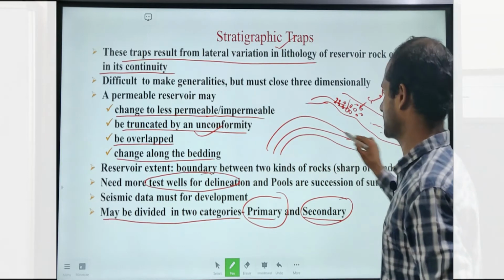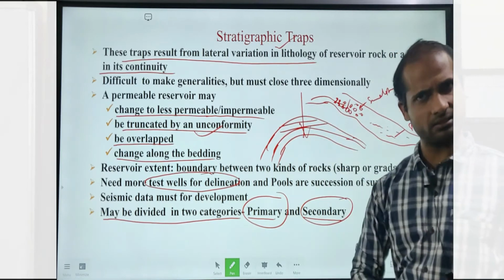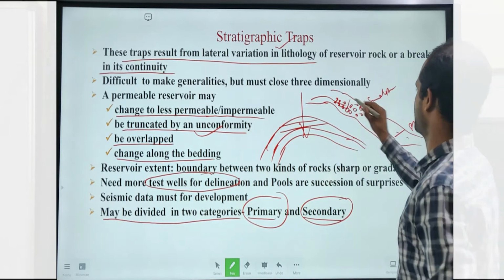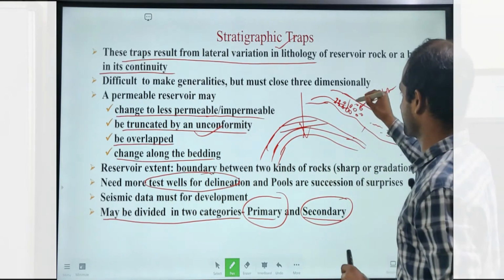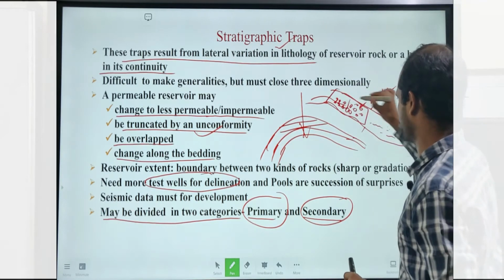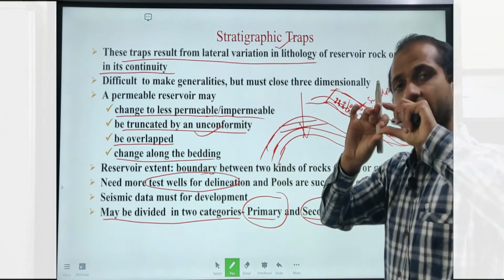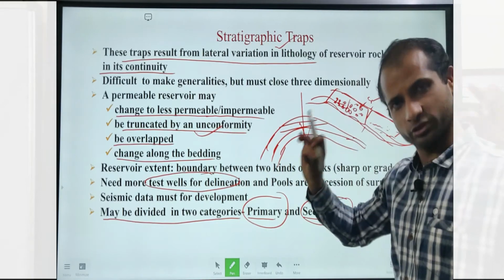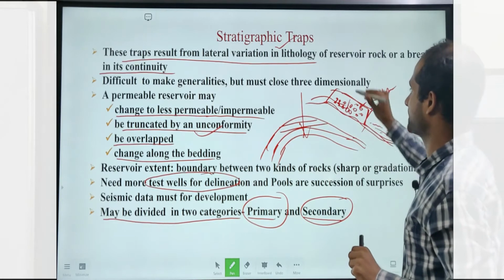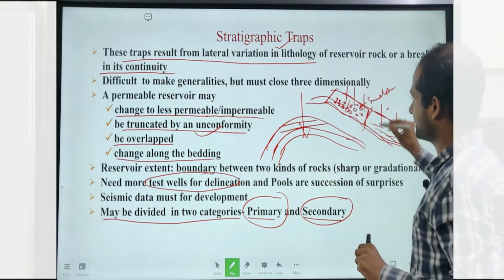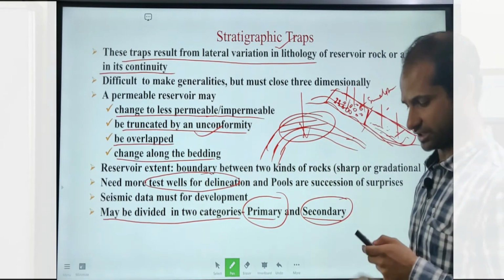Suppose a seismic reflector is moving like this, we can easily puncture this structure and get hydrocarbon. But if there is a variation like this, sand to shale, with boundaries like these, it's really tough to demarcate up to what extent we are getting sand and up to what extent shale, within a single layer, formation, unit or bed. So it's really tough to delineate them. We require more drill wells to delineate and test this structure as compared to a structural trap.